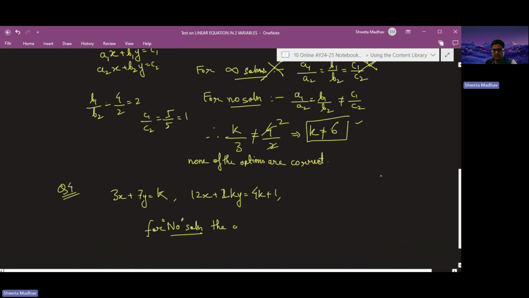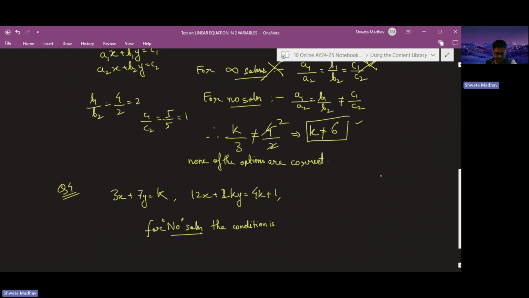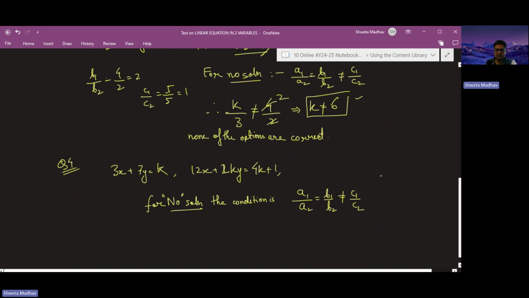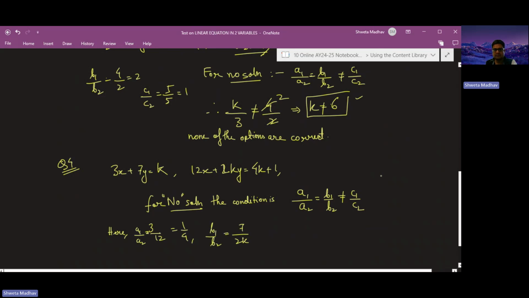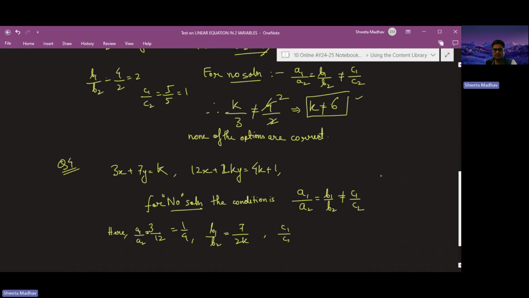So we know that for having no solution, the required condition is that A1 by A2 equal to B1 by B2 should not be equal to C1 by C2. Now here A1 by A2 means the ratio of the coefficients of x in the two equations. So A1 by A2 is obviously 3 by 12, which is 1 by 4. And B1 by B2 is actually 7 by 2k. And C1 by C2 value is k by 4k plus 1.